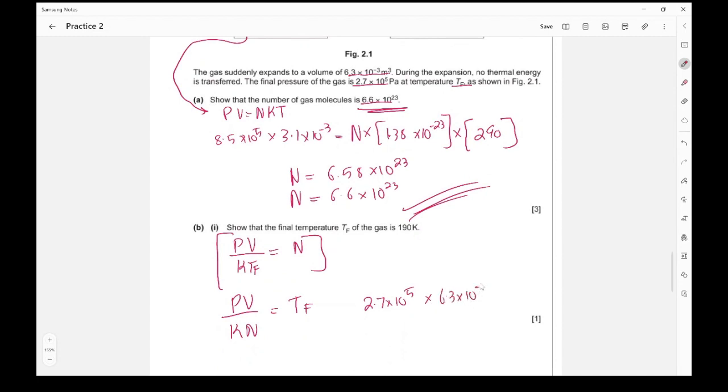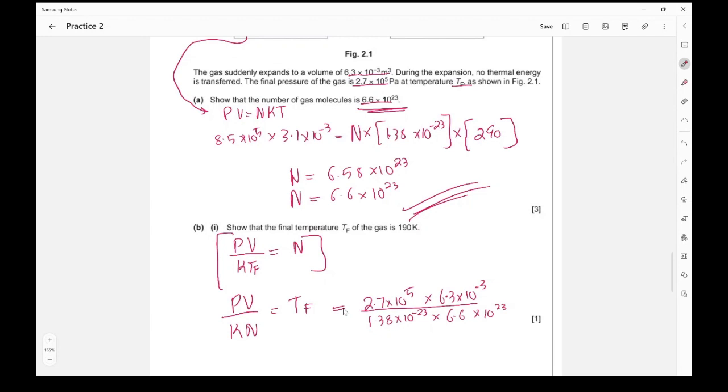6.3 into 10 raised to power minus 3 divided by 1.38 into 10 raised to power minus 23 multiplied by N. I'm just going to be using the calculator version. So I'm just going to be writing it down over here, but I'm going to be using the calculator version. Okay. So this is going to be T F.